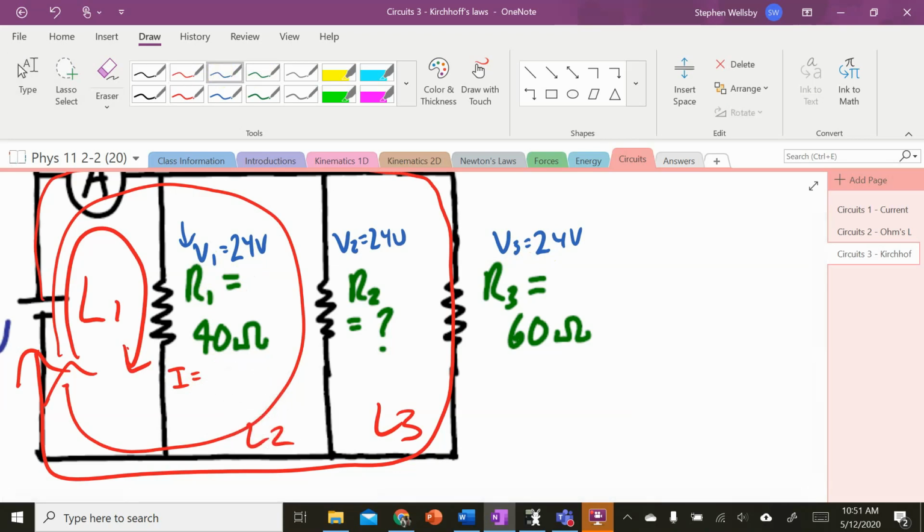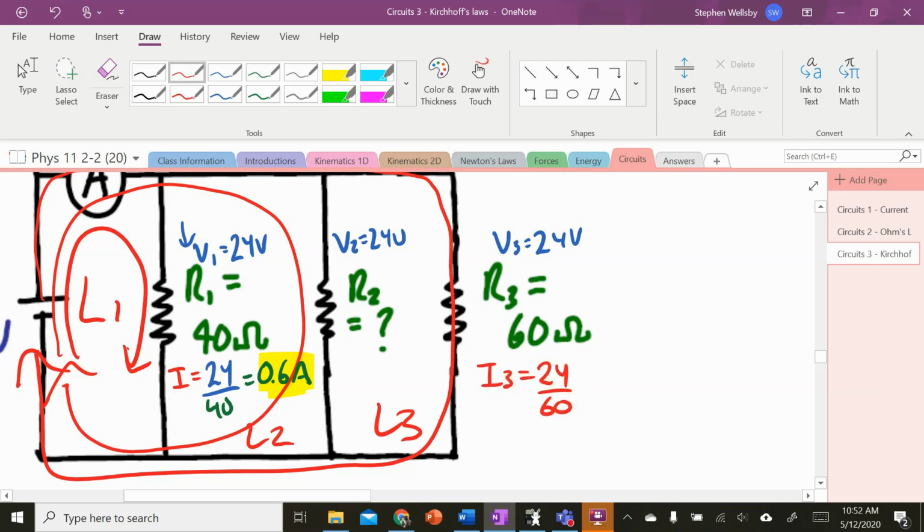This is going to equal 24 divided by 40. Let me get my calculator here. This is going to be 0.6. So the current here, I1 equals 0.6 amps. Okay, so that's an important bit of information we have here. I'm going to do the same thing over here for I3. I3 is 24 divided by 60, and 24 over 60 is going to be 0.4.